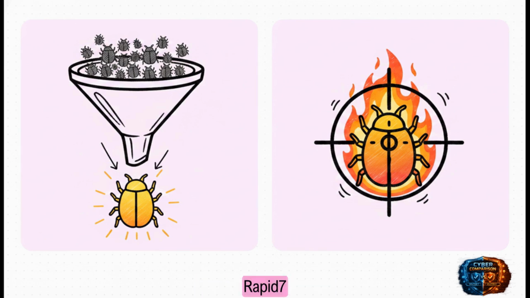And here's the kicker. Rapid7 actually owns Metasploit, the world's premier penetration testing tool. So they feed real-world live exploit intelligence directly into their scoring. They're showing you exactly what attackers are actively exploiting right now.